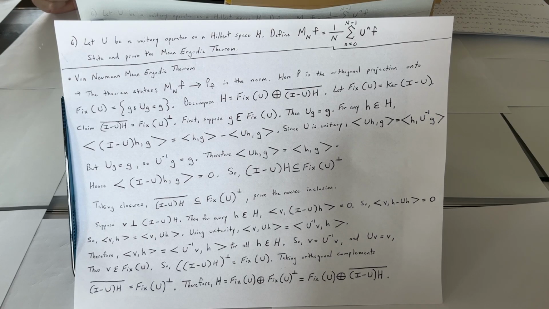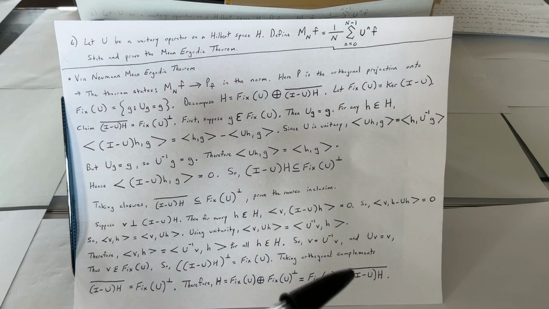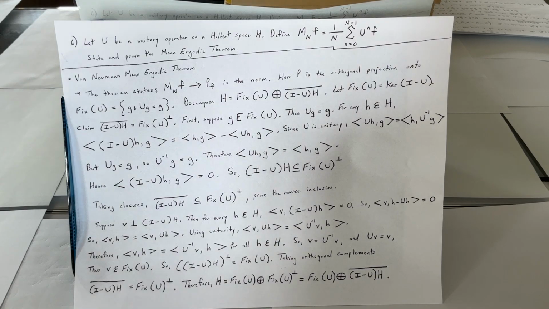So moving along here, or some would say, I'm sorry, the closure of the range of I minus U. So that's one way of saying it. There are other ways of saying it too. I'm very sorry, my voice is going. Now moving along with number 6.